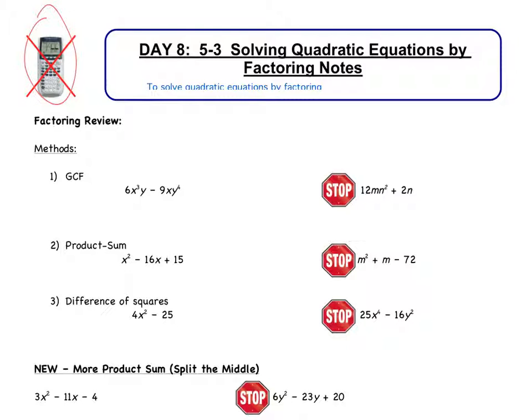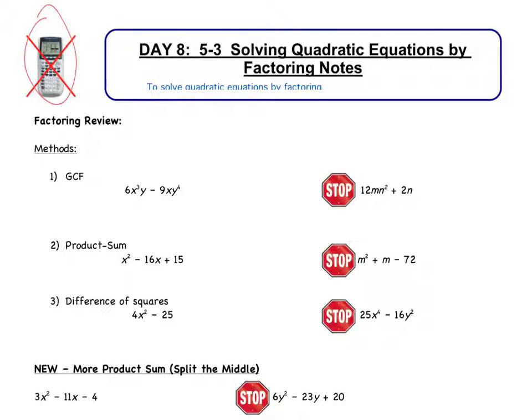First, we're going to review the 3 factoring methods that we did in the first video of the chapter, day 0. And then I'm going to introduce a 4th method. So the first 3 methods that we learned were GCF, greatest common factor, product sum, and then difference of squares. Starting with GCF. Remember that GCF is the greatest common factor.